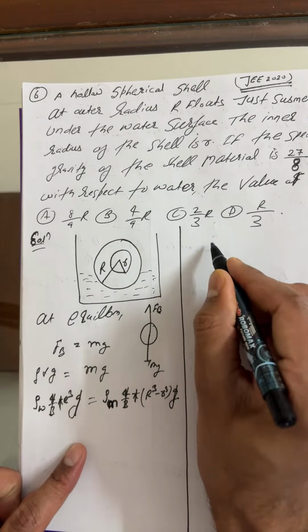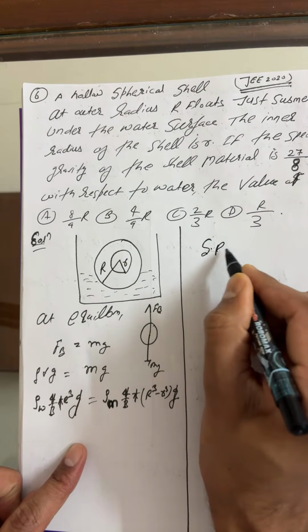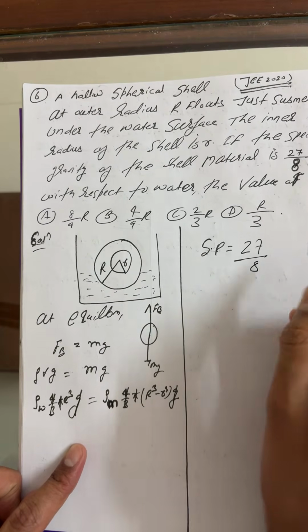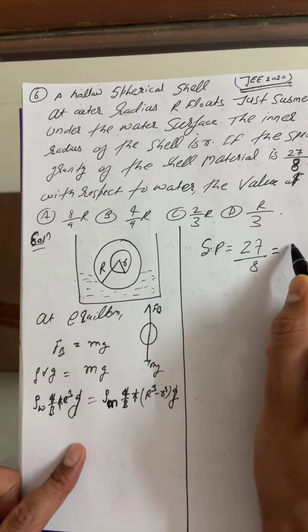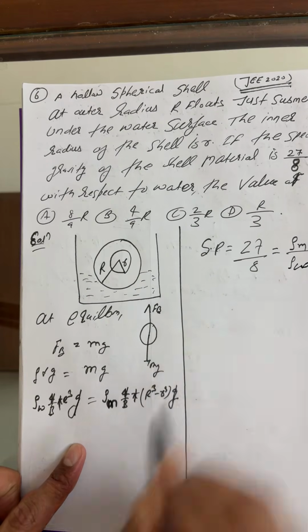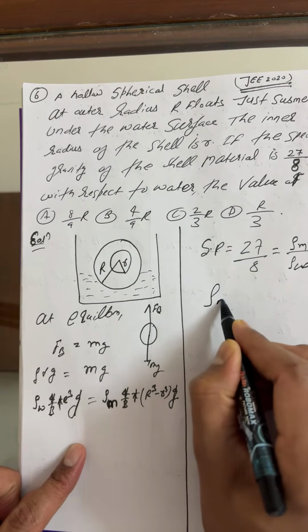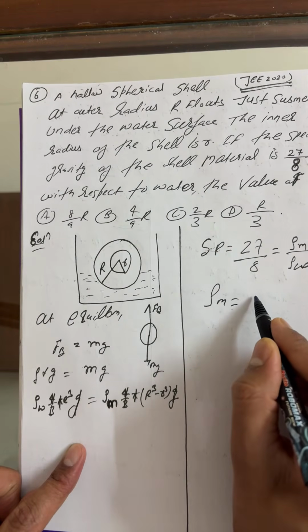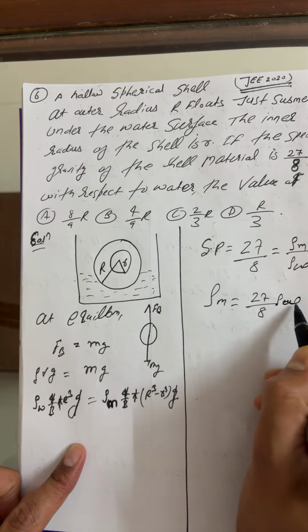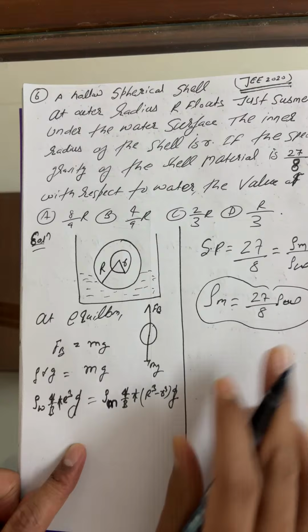They mentioned specific gravity. Specific gravity is what? This is 27 by 8. So here you can use it. What is specific gravity? Density of material upon density of water. So you can write the density of the material is 27 by 8 into the density of water. I hope all of you agree.